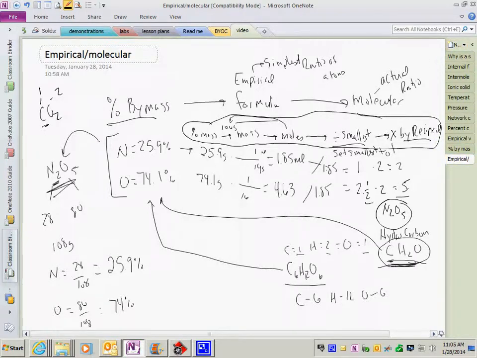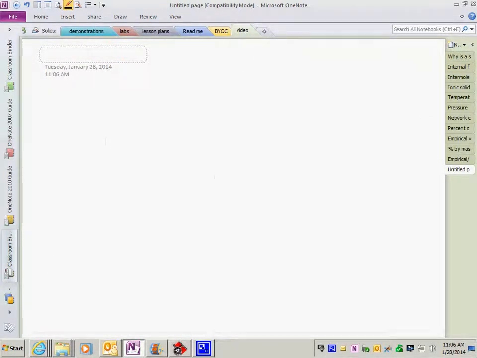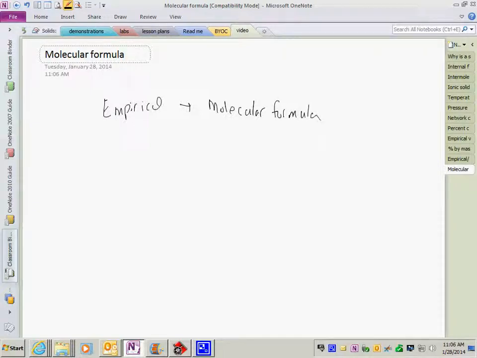Now, let's look at the molecular formula. The molecular formula is a little different. That's the actual ratio. Now, let's say I want to go from the empirical formula to the molecular formula. Let's just say we're doing glucose here. We know it's C6H12O6, and we know the empirical formula. If you break that down, it would be CH2O. What do we need to go from empirical to molecular?